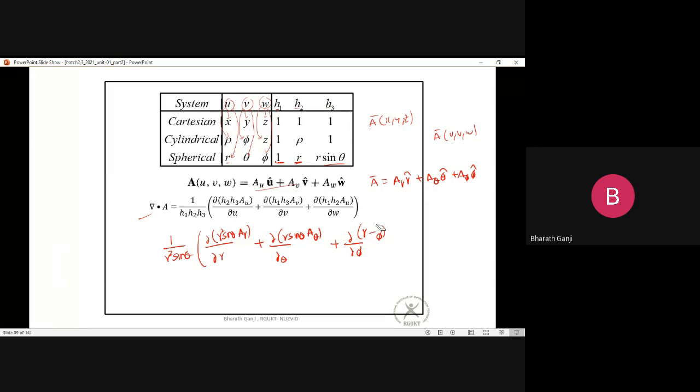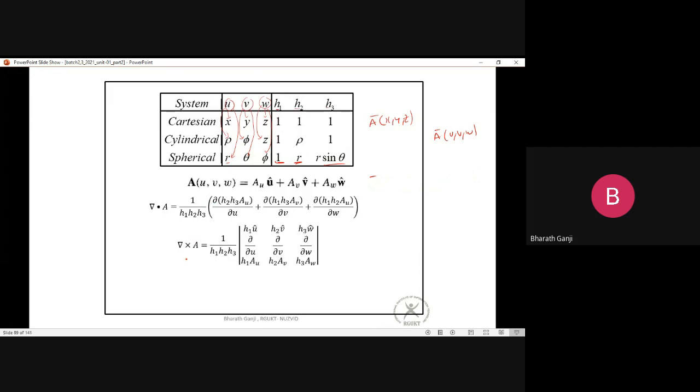Okay, so in this way you can write the formula in any coordinate system for the divergence. Say for example you want to write the curl. How do you write the curl for the vector field? And this is how you write the curl.